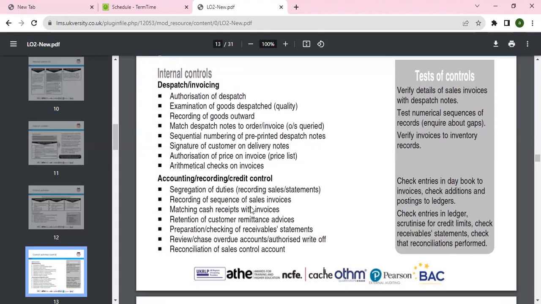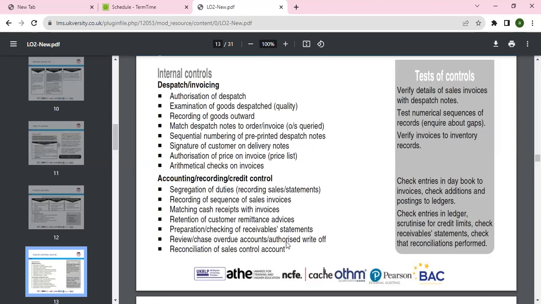Recording of duties. Yes, look at the sequence of invoices, and matching the cash receipt with the sales invoices, because that's a link. If you have credit sales, you have a sale and you get the cash at a future date, so you have to match it with the invoices you gave. Then retention of the customer remittance advice, preparation, checking and receiving the statements. Yes, overdue accounts, authorized write-off: who's doing it?